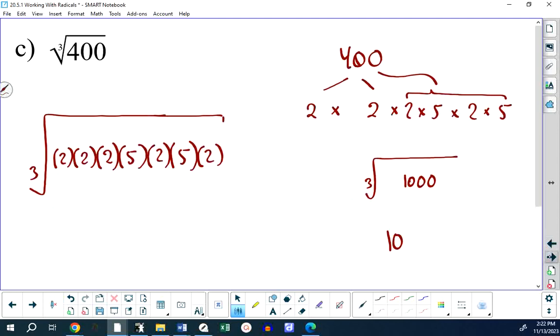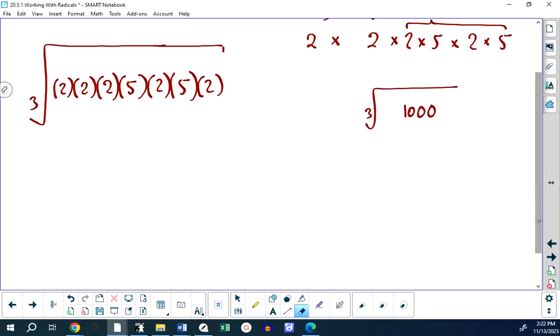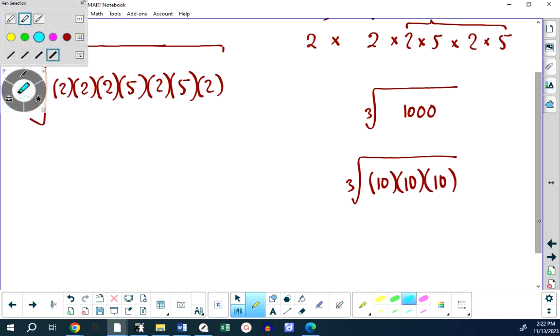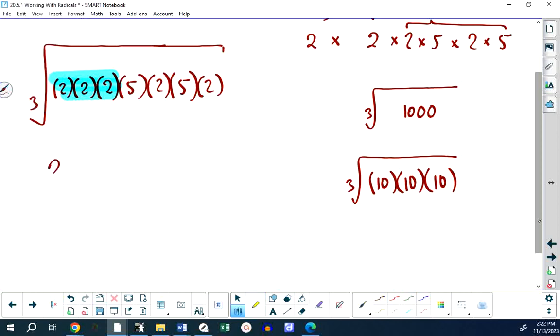Well, that means that you could do the same kind of thing here and say this is the cube root of 10 times 10 times 10. There's 3 10s under a cube root, so I can remove the 3 inside and write 1 outside. And what I'm getting at now is that when I look at what we have here, I have 3 2s right there. And the cube root of 2 times 2 times 2 is 2. So I don't need to write 3 2s there. I can write 2 cube root. And I have these leftovers.